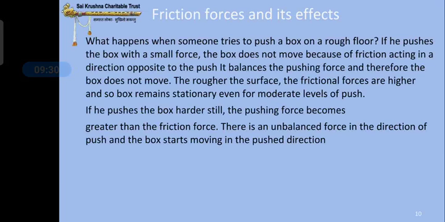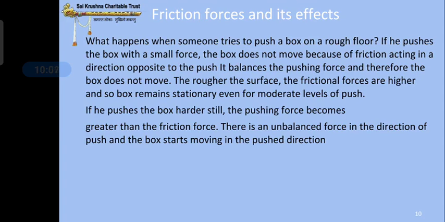So next, friction forces and their effects. What happens when someone tries to push a box on a rough floor? Rough floor means what? More friction. Clear? So if he pushes the box with a small force, the box does not move because of the friction acting in a direction opposite to the push. Always remember, the friction force is the opposite force towards the motion. Which means if an object is moving from left to right, the frictional force is from right to left. It balances the pushing force and therefore the box does not move.